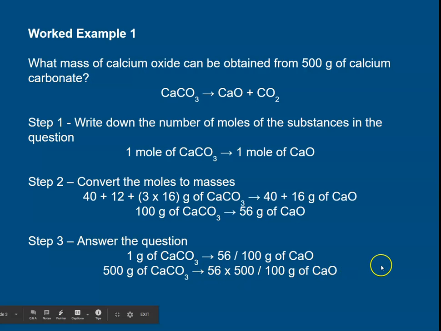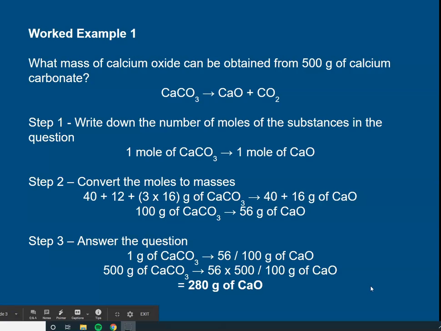And then we just need to do that little sum there. Here's the 100 just carrying through from the line above. If you do that sum, you get 280 grams of calcium oxide. Don't forget, you can pause this video at any time and just go back and see that bits and pieces make sense. So let's look at a second worked example and see how we get on with that.